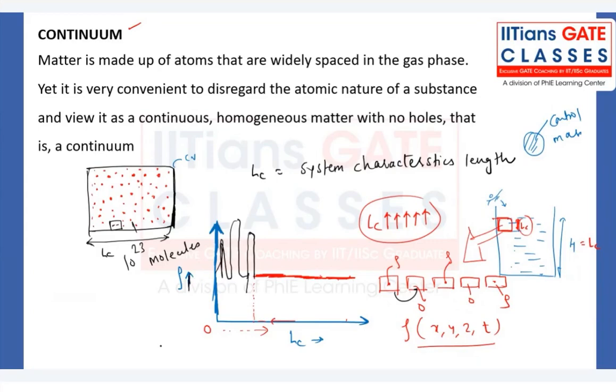You will have density behavior like this. But we will make sure that the LC value is at least greater than 100 times lambda, somewhere here, so that the density will be almost constant. Not only density, even viscosity has to be constant, so that we can define our property. Getting my point? Is that clear? The concept of continuum means there should not be any gap between the molecules.